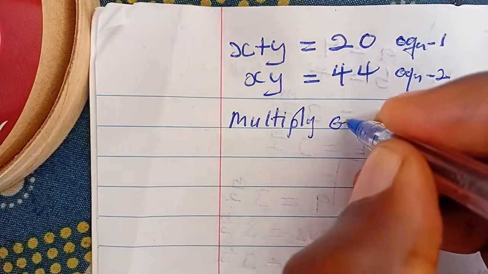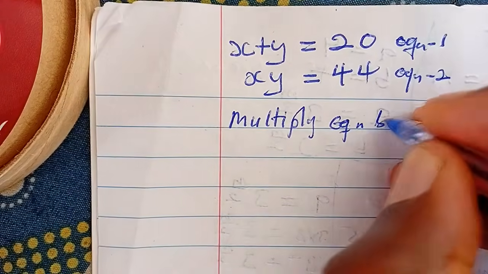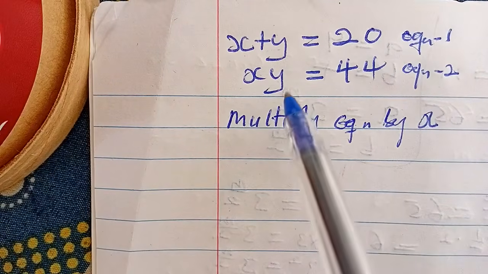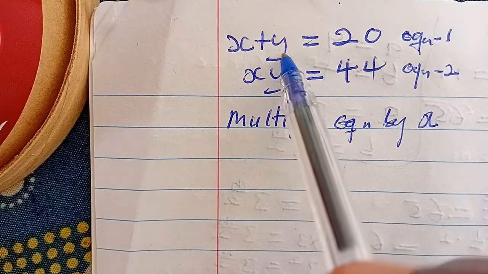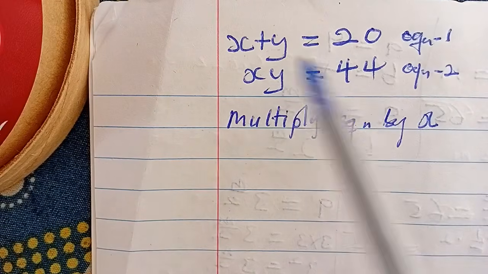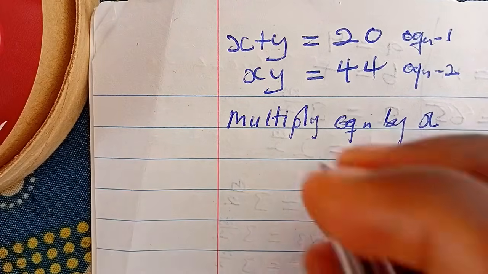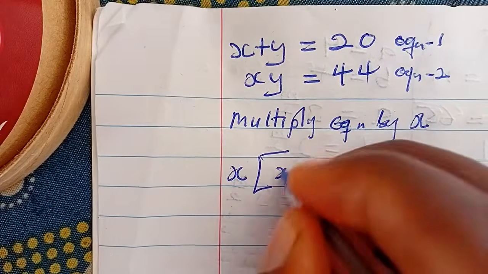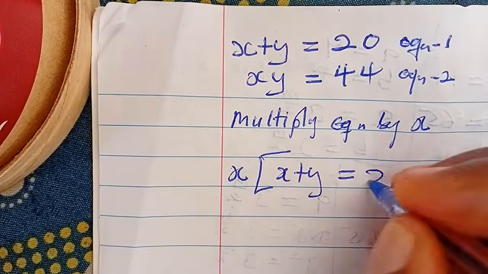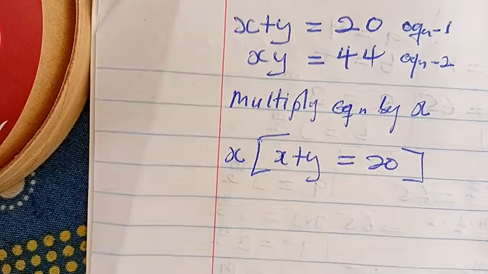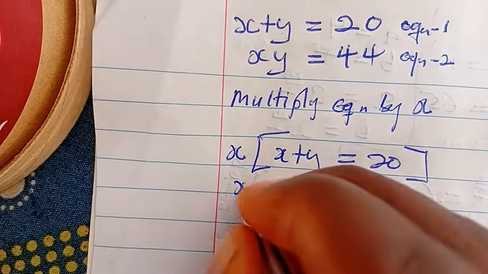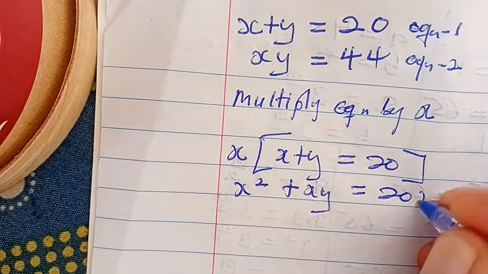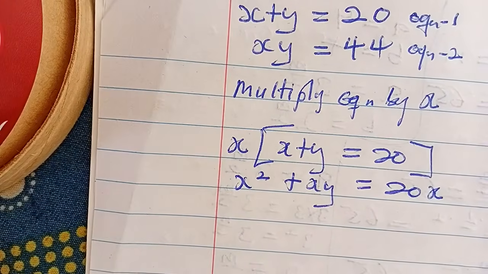Multiply equation 1 by x so that we have xy here, so that we can put the value of xy, which is 44, there. So we're going to have x multiplying x plus y is equal to 20. So you're going to have x squared plus xy is equal to 20x. Let's rewrite the equation again.